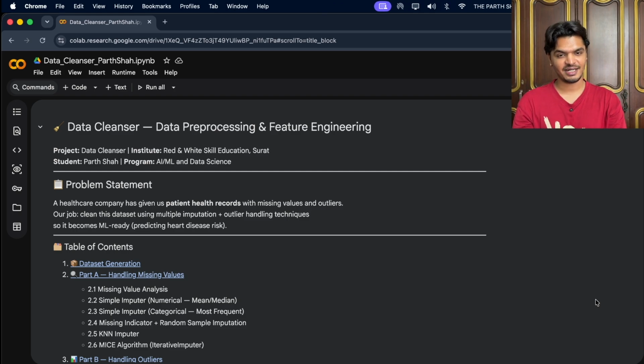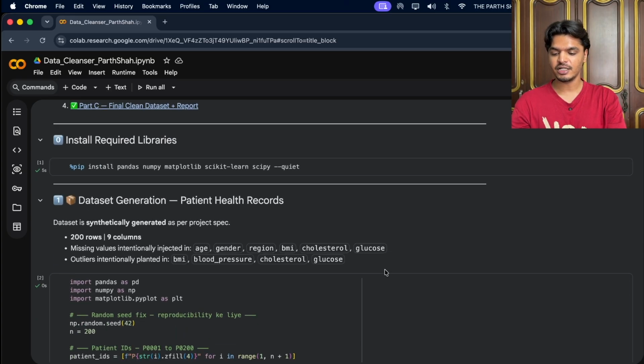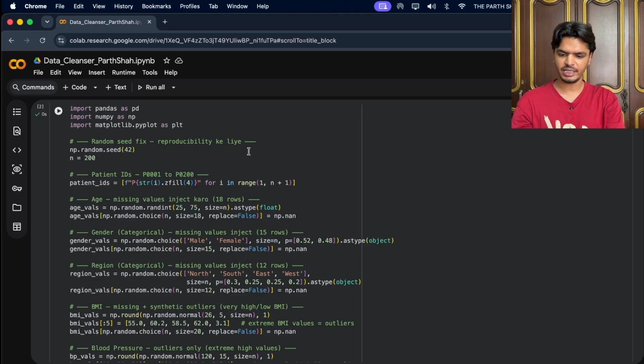First, the dataset. Since this is the healthcare project, I generated a synthetic patient dataset right inside this notebook using NumPy. No external files needed. I set the random seed to 42 for reproducibility. This means every time this notebook runs, it produces the exact same dataset. This is the professional standard in data science.